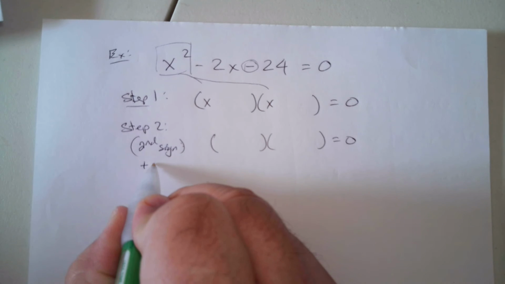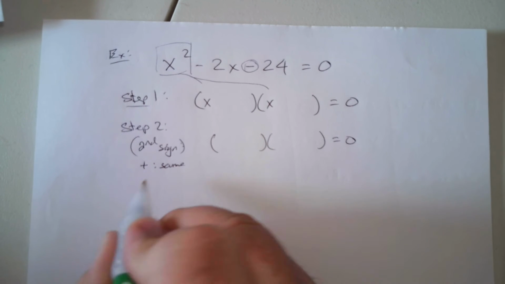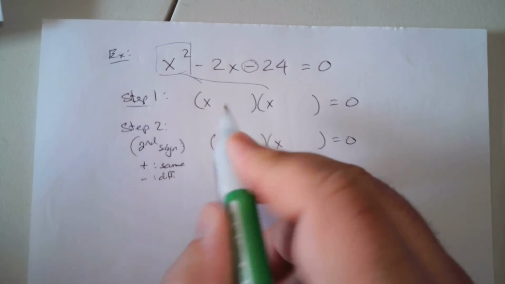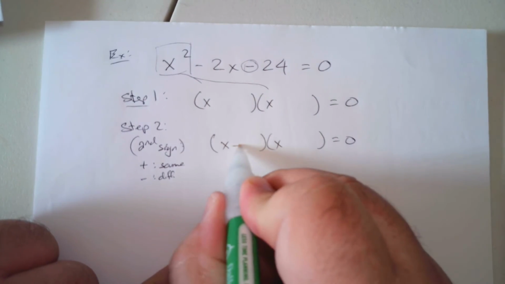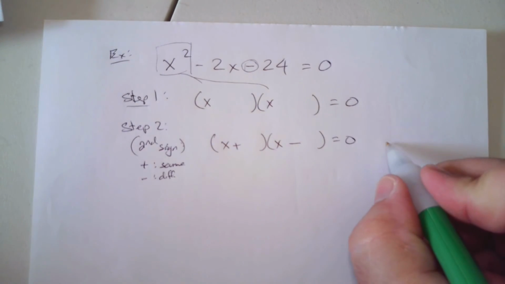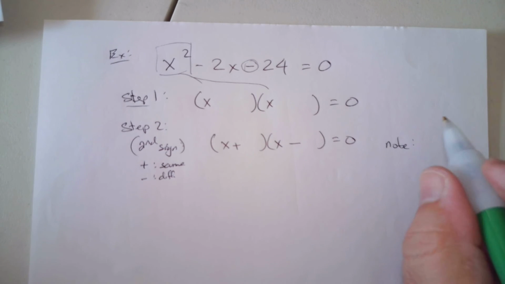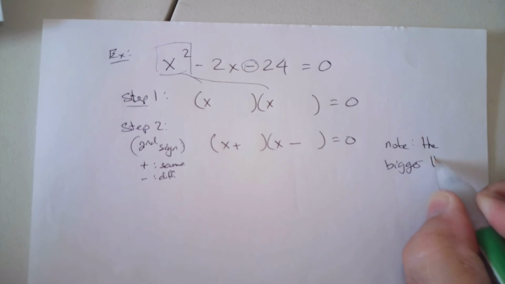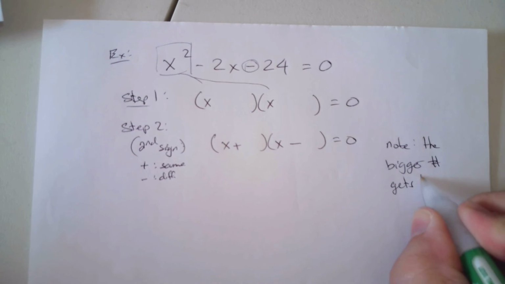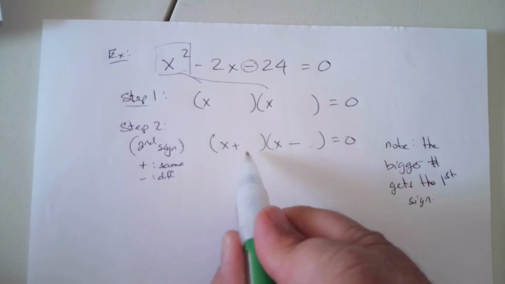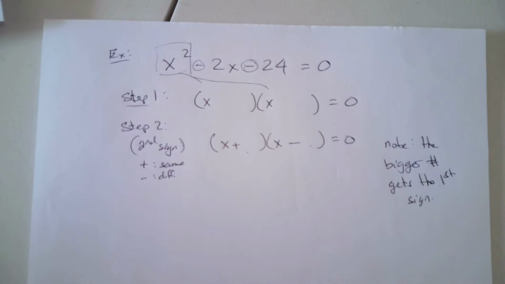Remember, if it's plus, same. If it's minus, they're different. So those are from above. Since it's a minus, we have one that's plus, one that's minus. Note to ourselves, the bigger number gets the first sign. Because there are only two different numbers here, the bigger number gets the minus.